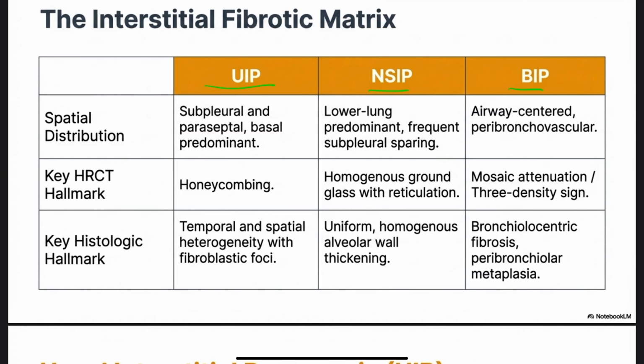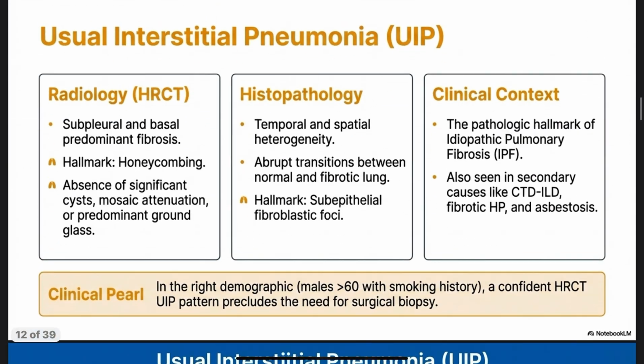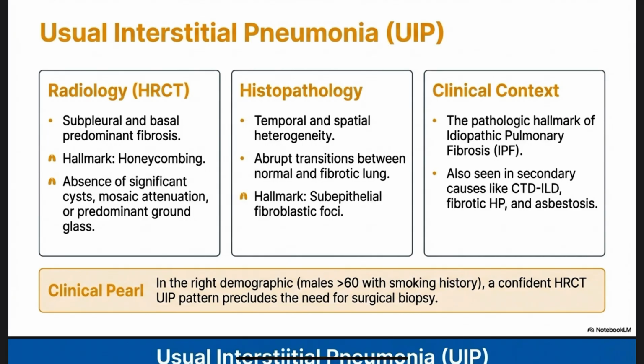The same thing: subpleural and paraseptal basal predominance, honeycombing with temporal and spatial heterogeneity is the histological hallmark for UIP. NSIP: lower lung predominance, frequent subpleural sparing, homogeneous GGOs with reticulation is the key HRCT hallmark. Histological hallmark will be homogeneous alveolar wall thickening. BIP: alveolar airway centric, peribronchovascular, mosaic attenuation or three density sign is now defined in BIP. Bronchiole centric fibrosis with peribronchial metaplasia, and the HP histopathology is important. So these are the major changes that are made in the guidelines.